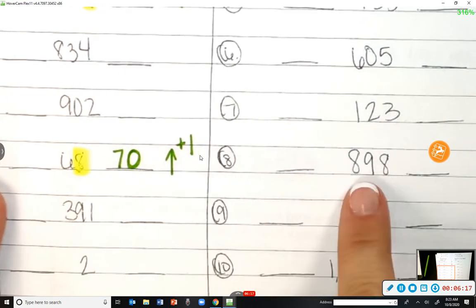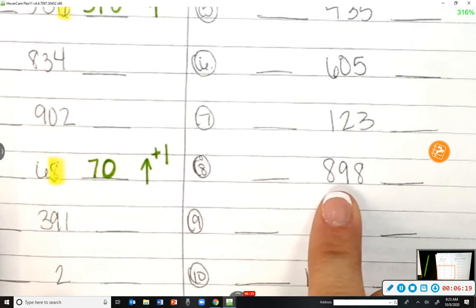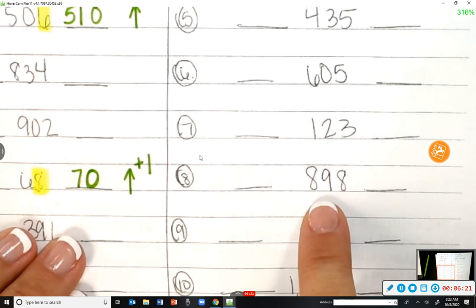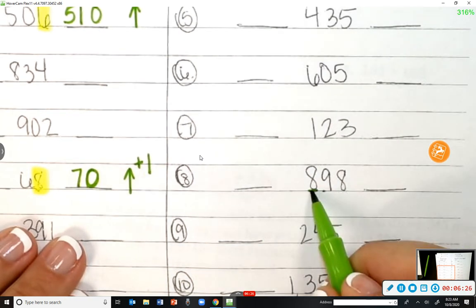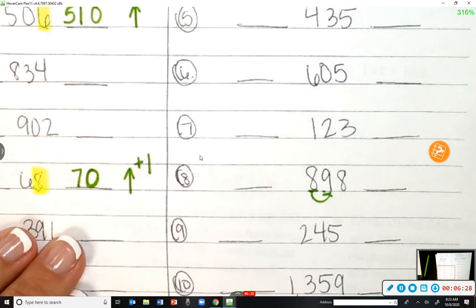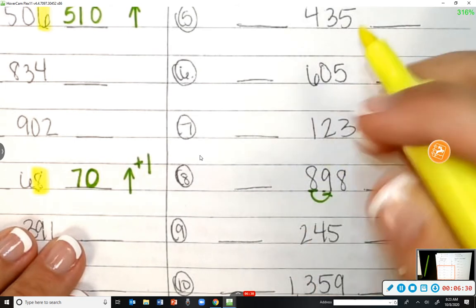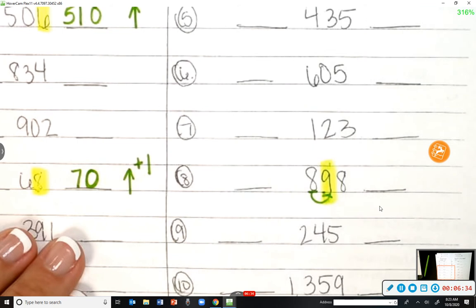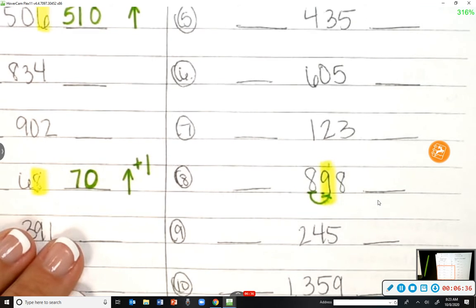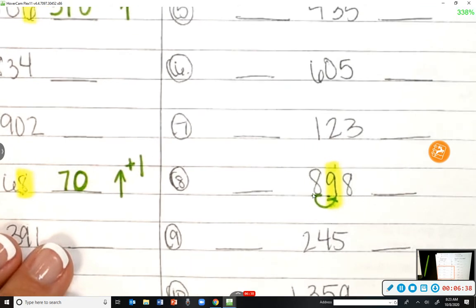Okay, let's just try this one right here. 898. This time we're rounding to the hundreds place. So we start at the hundreds and look next door. Okay, this 9 is what we're looking at. Rounding to the hundreds, so we start at the hundreds place and look next door.